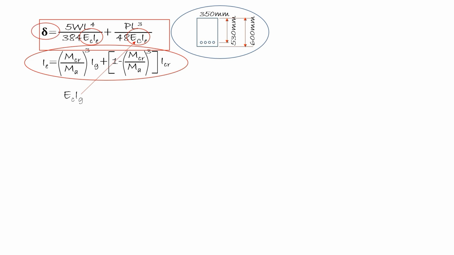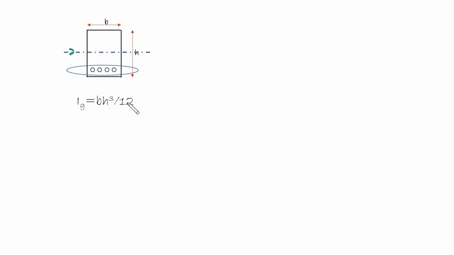The code gives us this effective moment of inertia formula, which includes crack moment and crack moment of inertia. So if this is the cross-section of our concrete beam at the midspan, and we have four 25 mm diameter rebars at the tension side, meaning a singly reinforced beam, if we treat this as uncracked, then the moment of inertia Ig about its neutral axis is bh cubed over 12.